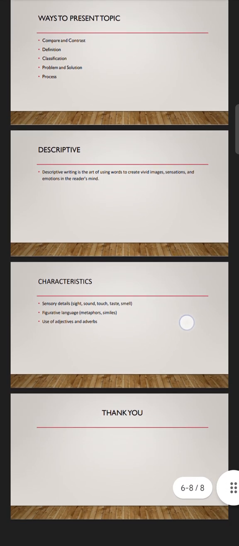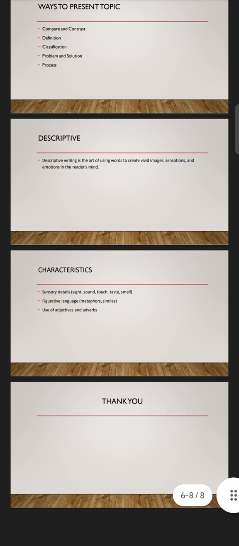expository writing. Then we are going to discuss descriptive writing. Descriptive writing, it's very clear. The very topic itself, we know what descriptive writing is. To describe a context. Descriptive writing is the art of using words to create vivid images, sensations, and emotions in the reader's mind, so that what you write, they can travel through the words.